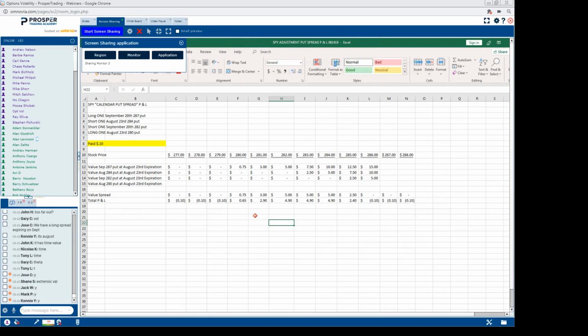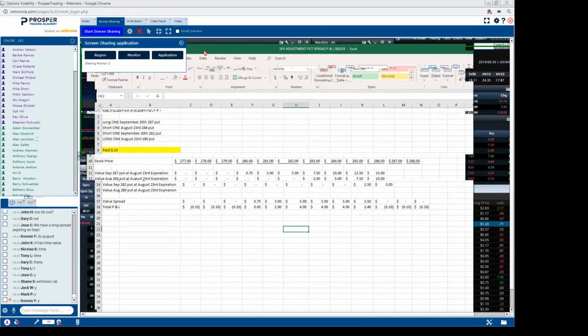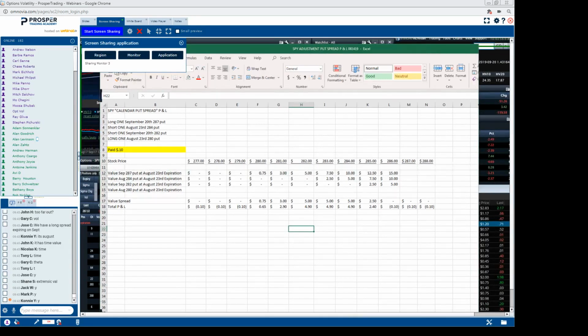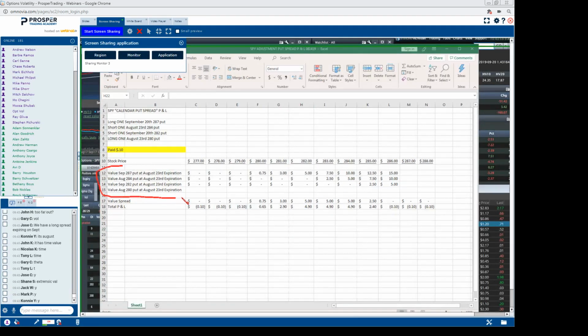So when we evaluate these prices here, it is very important to understand that we are evaluating this at August 23rd expiration. So there will be no time premium left in the short put spread. There will be no extrinsic value left in the short put spread. There will only be extrinsic value left in our long put spread.